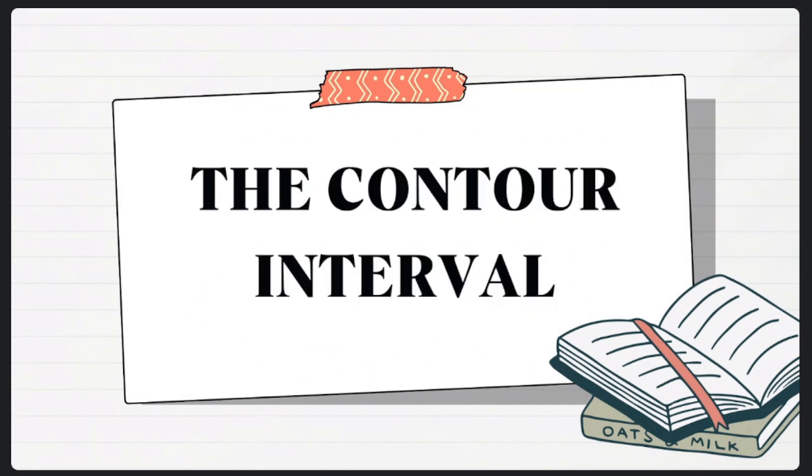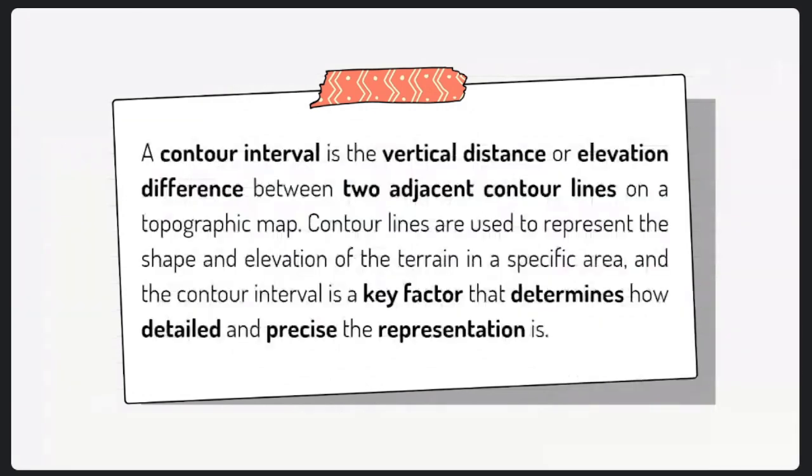Let's now proceed to the contour interval. A contour interval is the vertical distance or elevation difference between two adjacent contour lines on a topographic map. Contour lines are used to represent the shape and elevation of a terrain in a specific area, and the contour interval is used to represent the shape and elevation of that area.